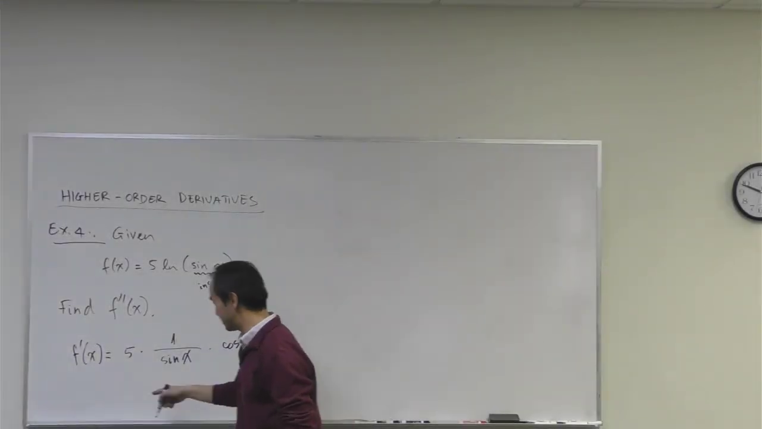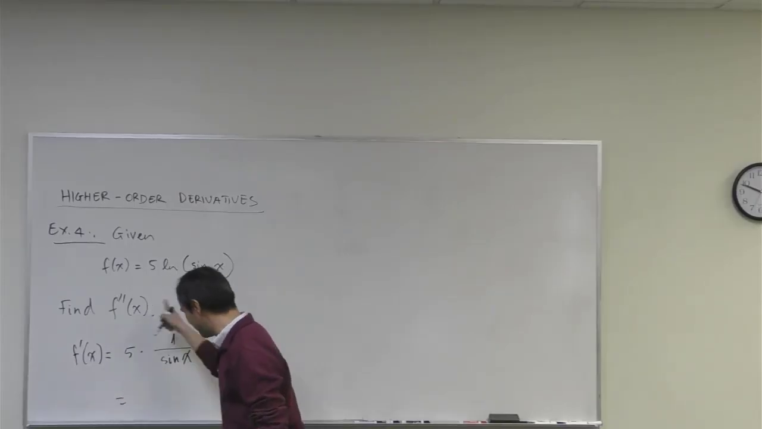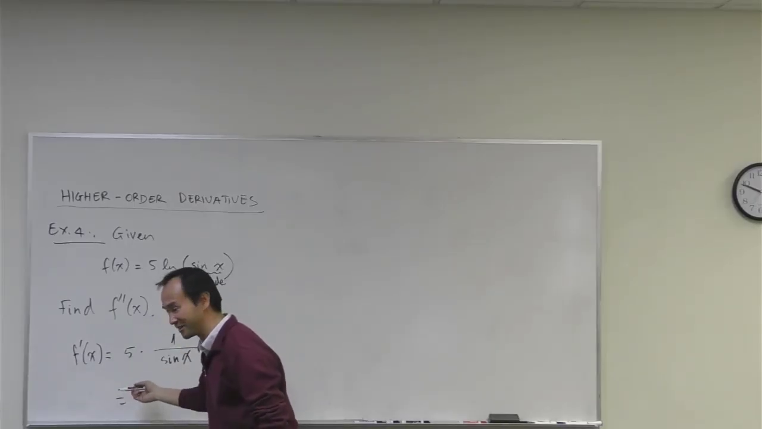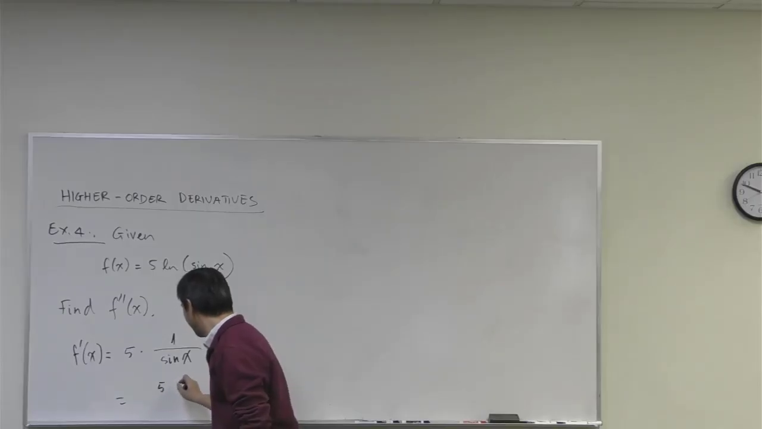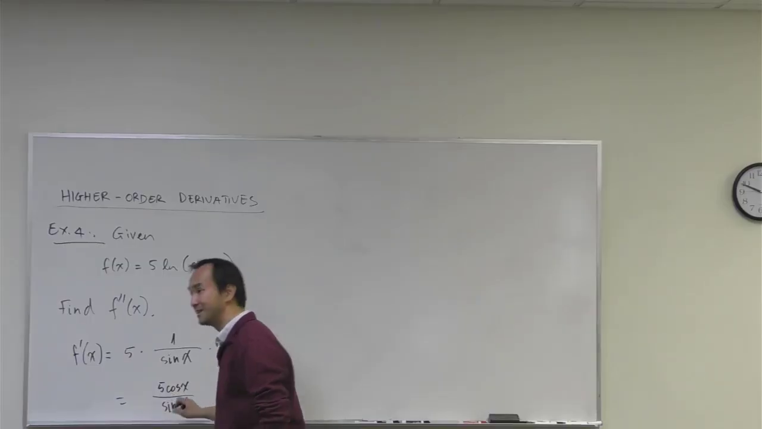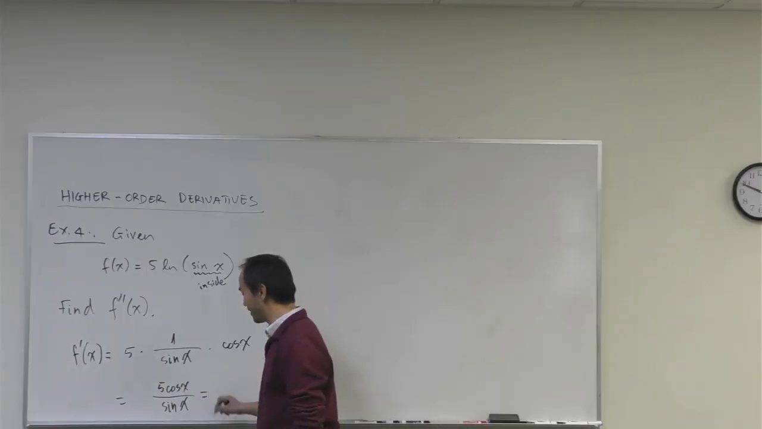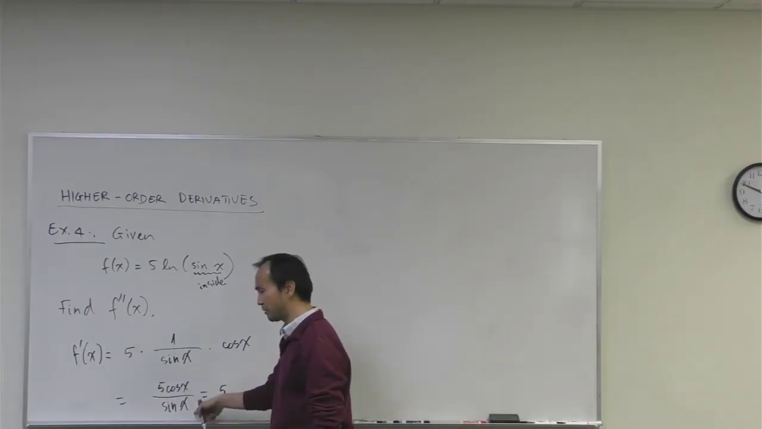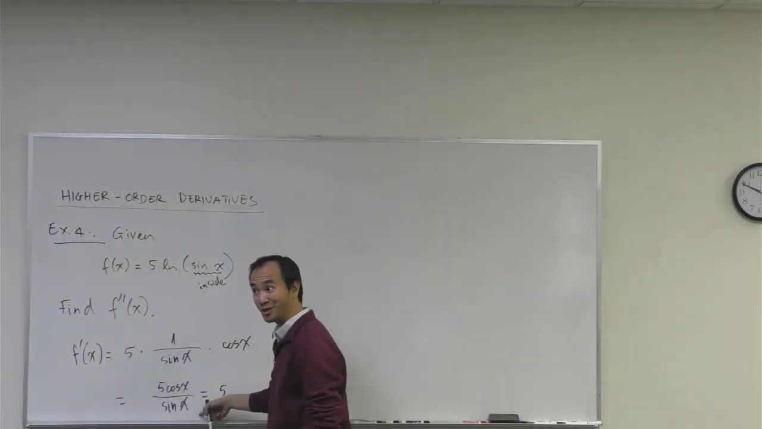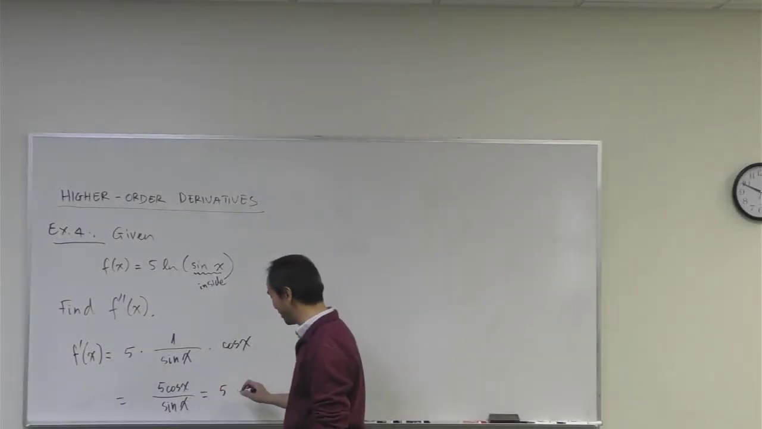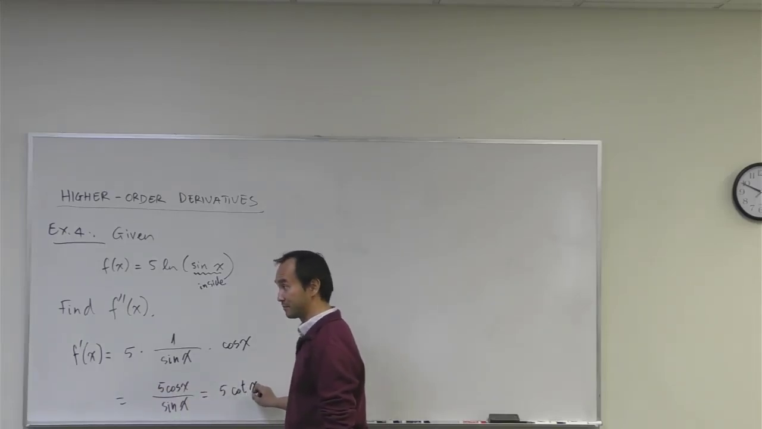That's good. Remember, it's best that we put it all in a simpler form. So 5 cosine of x over sine of x. Are we good with that? There can even be a simpler way of putting it. Remember, cosine over sine is cotangent. So I'm writing this as 5 times cotangent of x. Sounds good? So for the first derivative, I'd rather write it as 5 times cotangent of x.